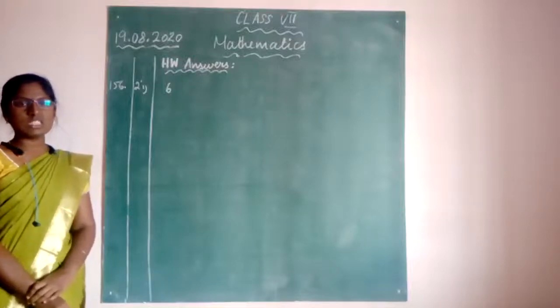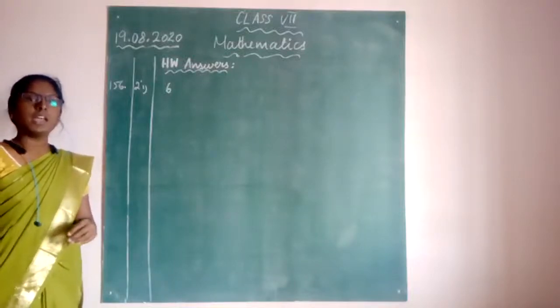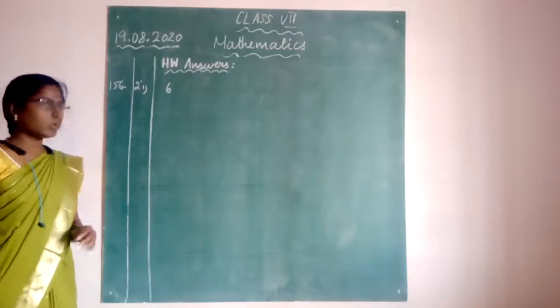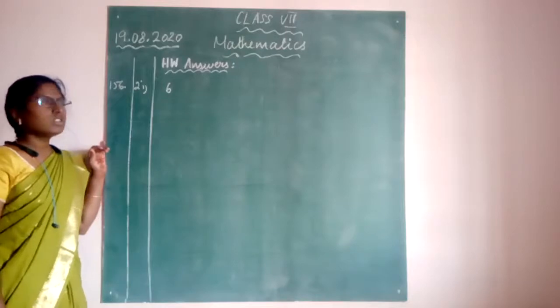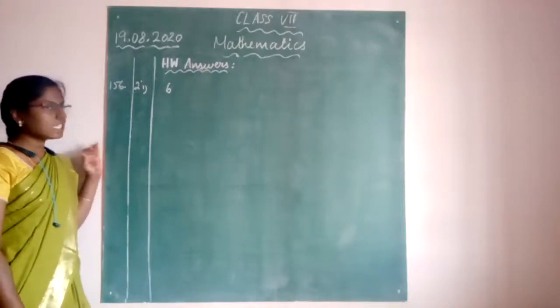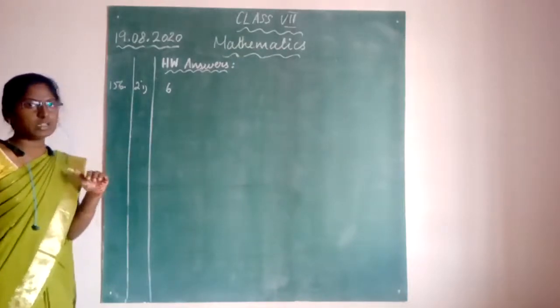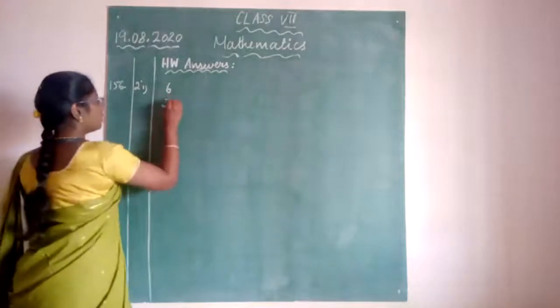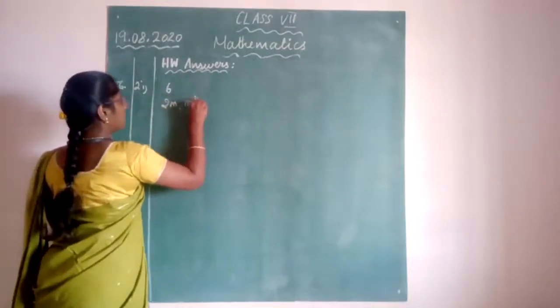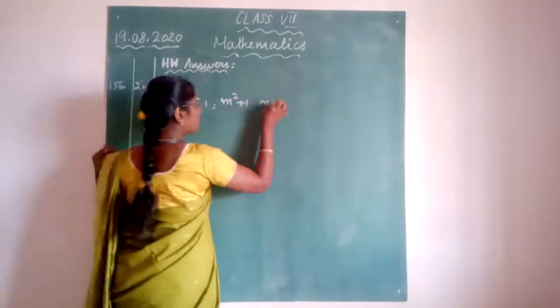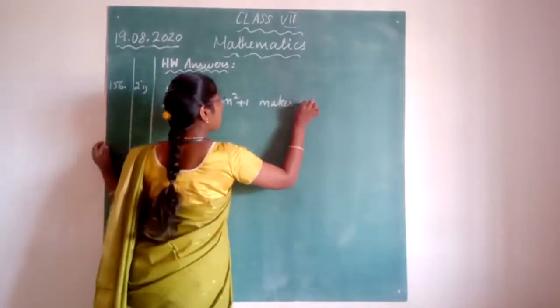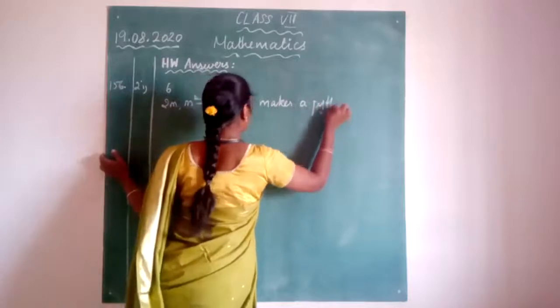In today's class, we will discuss the homework answers of yesterday and we will enter into exercise 6.3. Okay, so in yesterday's class, we saw about Pythagorean triplets. Here in this question, it is given 6 is a member of the Pythagorean triplet. So we know that 2m, m square minus 1 and m square plus 1 make a Pythagorean triplet. Okay.